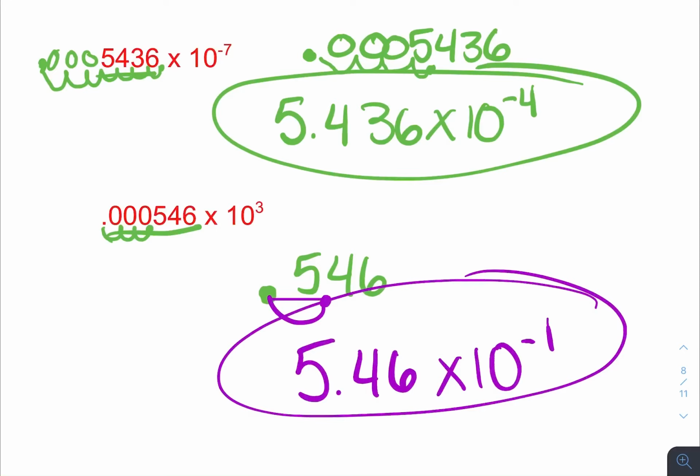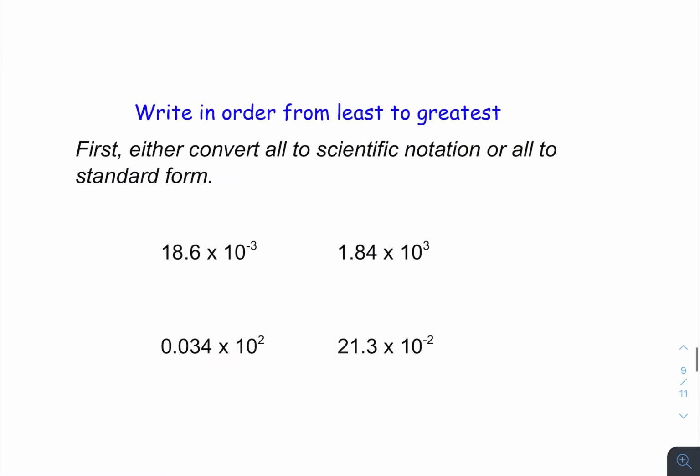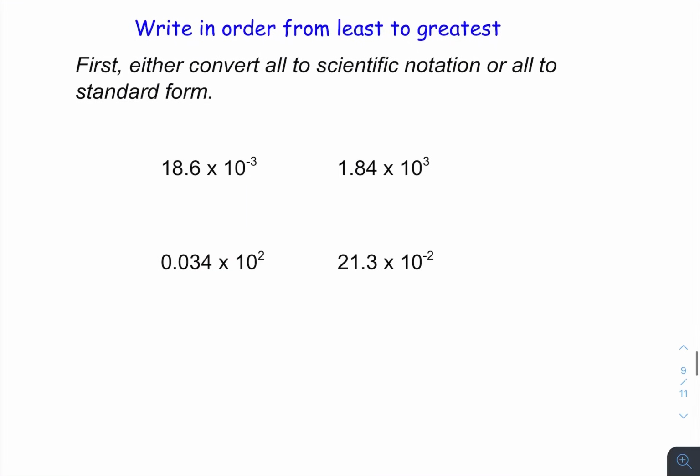Awesome. So last part is writing in order from least to greatest. Just like those problems we did above, I want us to put it in standard form first. I think it's the nicest way to do it, and then we can compare those values. So I'm just going to rewrite all these in standard form. If you want to pause it and try it yourself first, I'm going to go through all 4 of these.